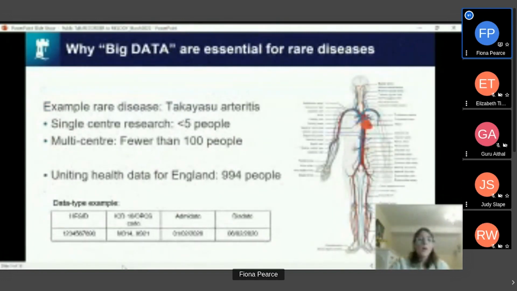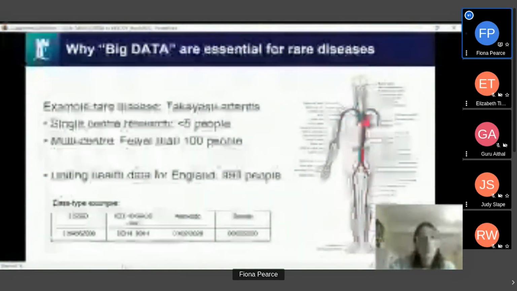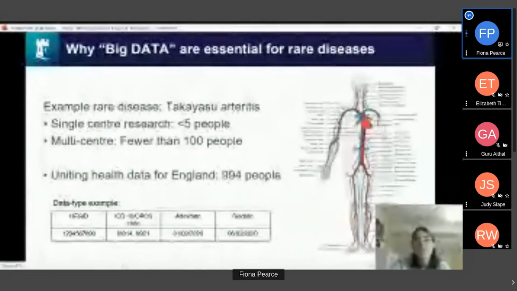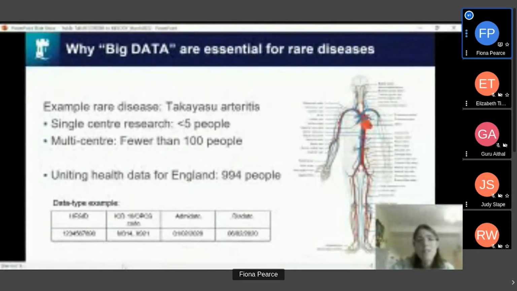So health data, why and how can health data help in this? I think big data are essential for rare diseases. The traditional paradigm of doing research is to do it in a single centre in a single hospital. But take a rare disease such as Takayasu arteritis, which is an inflammation in blood vessels, which I'm researching at the moment.